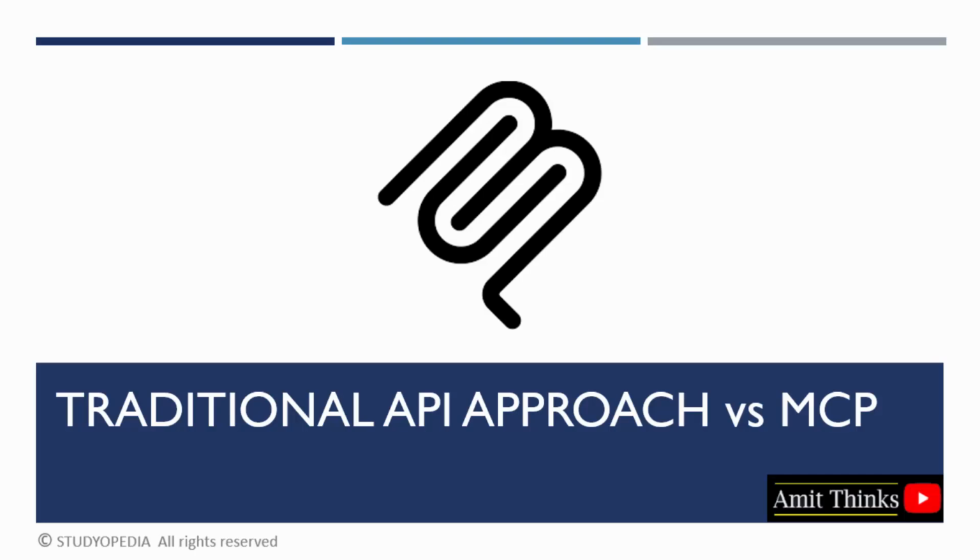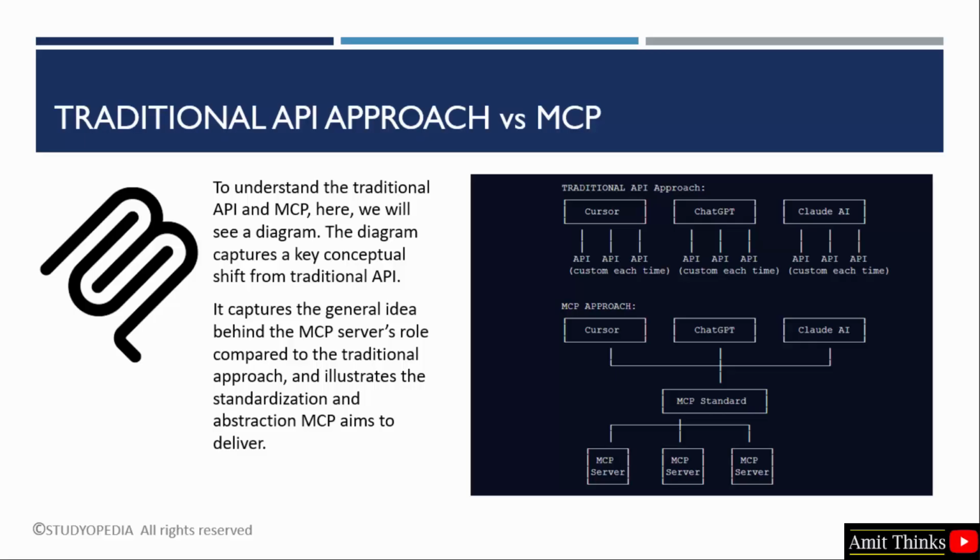In this lesson, we will understand the difference between the traditional API approach and MCP. Let us start. To understand the difference between the traditional API model and MCP, let us look at the following diagram. The diagram illustrates how the MCP server redefines the interactional model compared to the traditional APIs.